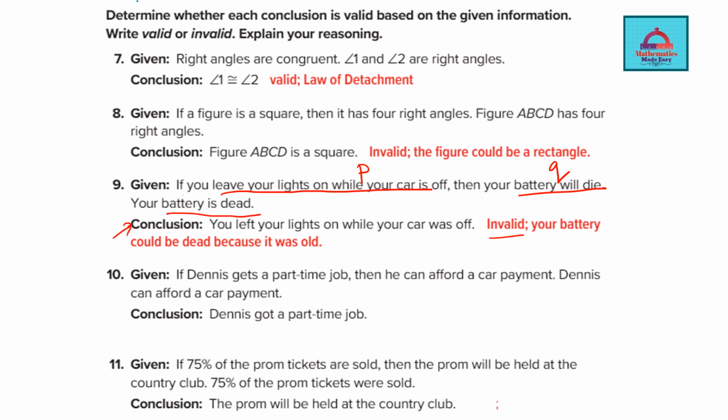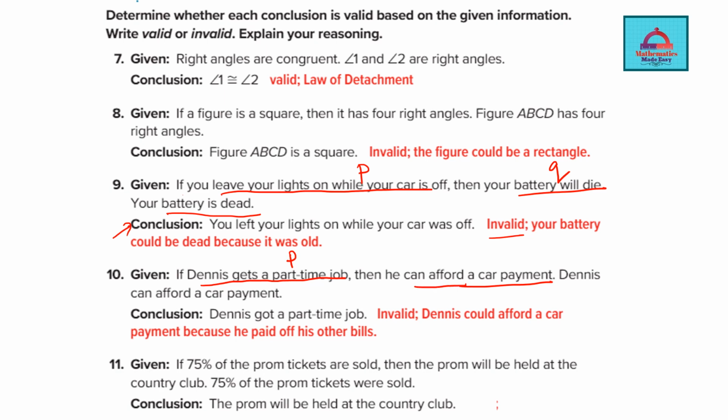So question 10 now, if Dennis gets a part-time job, then he can afford a car payment. Dennis can afford a car payment. So this is P, that Dennis gets a part-time job. This is Q, that he can afford a car payment. So P is leading to Q. This is given to you. Dennis can afford a car payment.